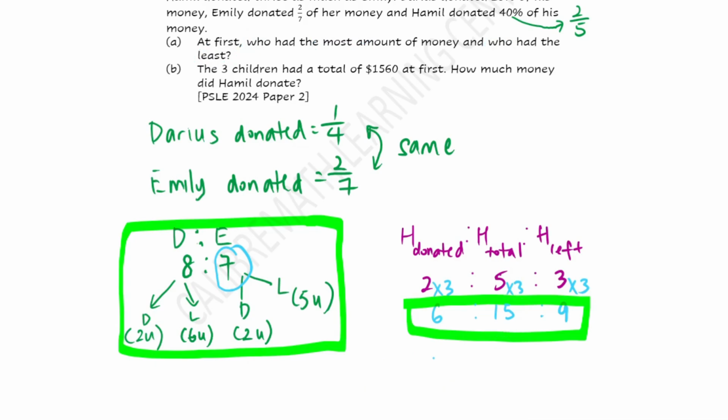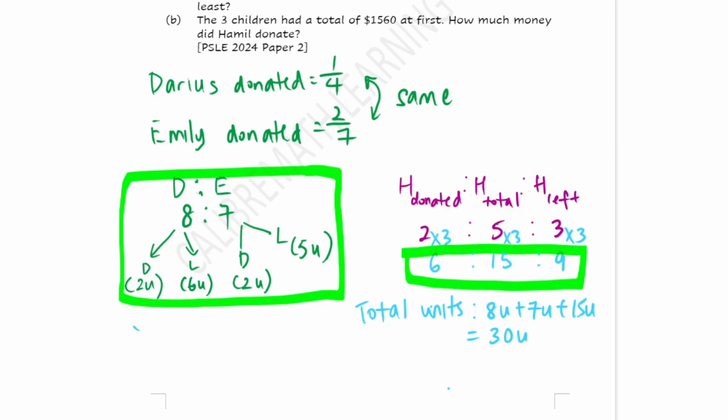So the answer for part A is Hamil had the most amount of money and Emily had the least amount of money. In part B, we are given that the 3 children had a total of $1,560 at first, and the question wants you to find how much money did Hamil donate. So let's find the total number of units that the 3 children have by using 8 units plus 7 units plus 15 units, and that gives us 30 units in total. We can then equate this 30 units to the $1,560 in total, and then we can find 1 unit by using 1,560 to divide by 30, and that gives us an answer of 52.